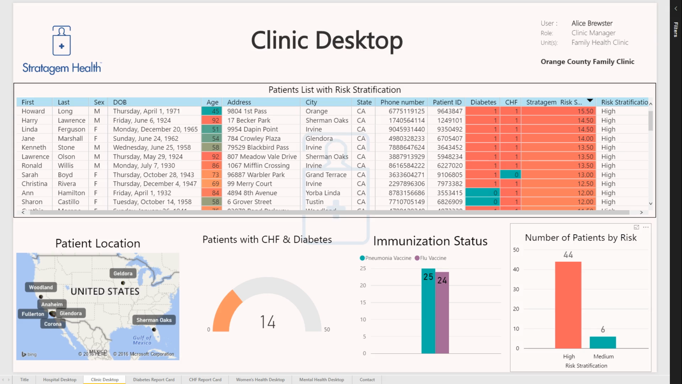For example, if a clinic serves 10,000 patients, and if 500 of those patients are at high risk, a desktop such as this would help the clinic's manager or the case manager to focus their resources on those 500 patients so that they can get the appropriate care, make sure that they're getting the right medications, refilling their medications on time, getting the right kind of referrals, getting their labs done on time, and imaging studies done on time.